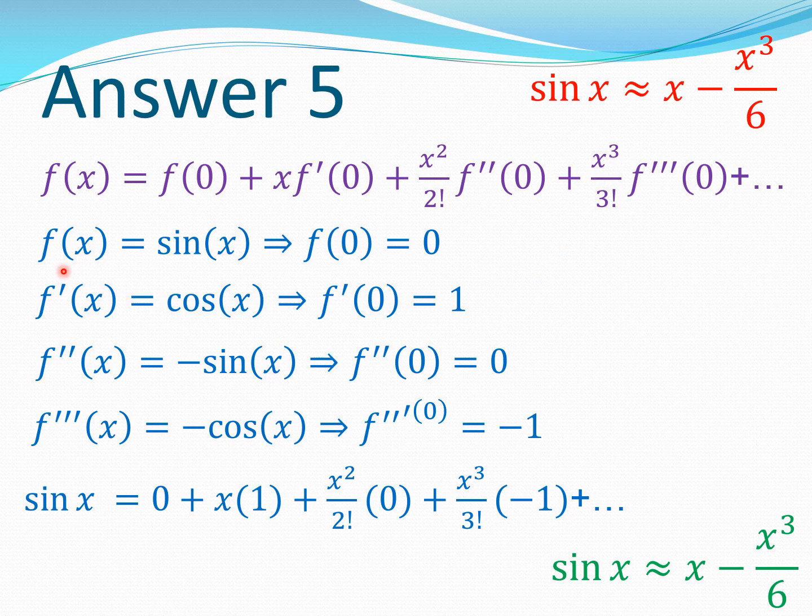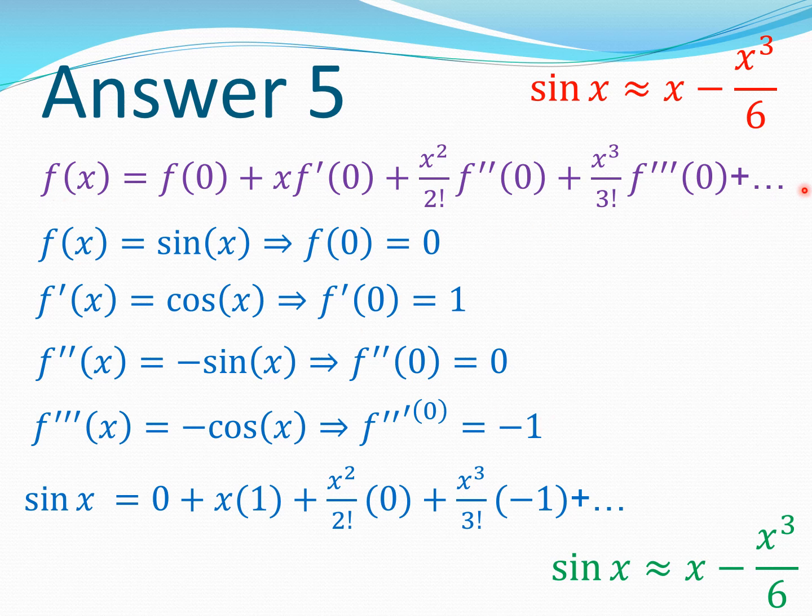So let's do that. You know that f of x is sine x, so f of 0 is 0. f dash x is cos x, so f dash 0 is 1, because when you put 0 here, cos 0 is 1. Now f double dash x is minus sine x. Again, we know that sine x is 0 at x is 0. And then f triple dash x reverts to minus cos x. When x is 0, cos x is 1, so this f triple dash 0 is minus 1.